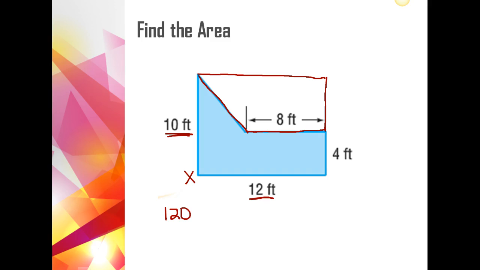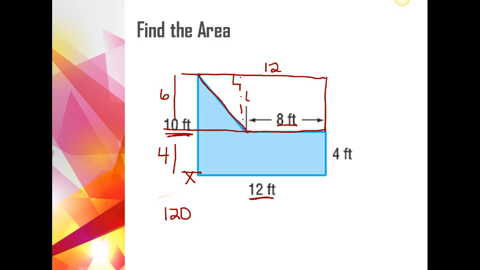We can see that one base is 8 feet, and since the second base is the opposite side of the rectangle, it is 12 feet. We also know that the total height of the figure is 10 feet, and the rectangular portion of that height is 4 feet. To find the height of the trapezoid, we will subtract 4 feet from 10 feet and find that it is 6 feet.